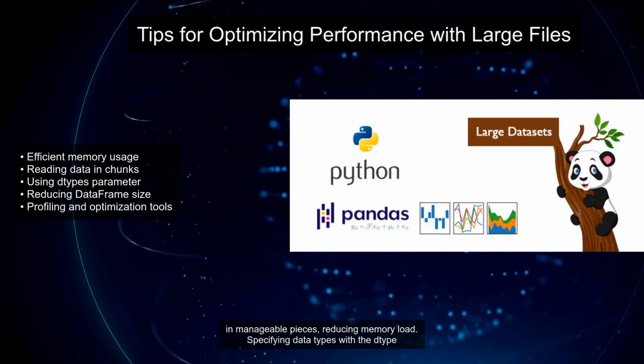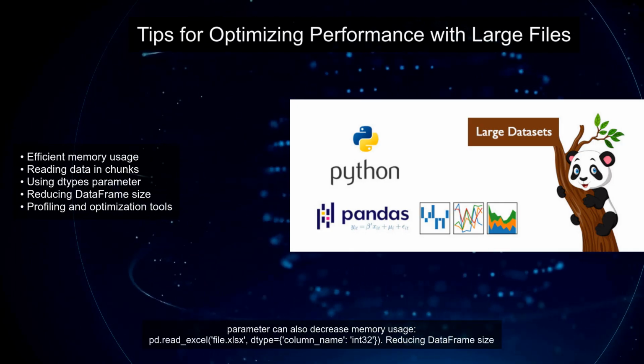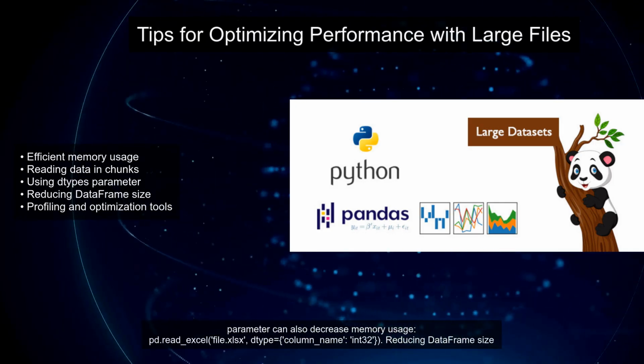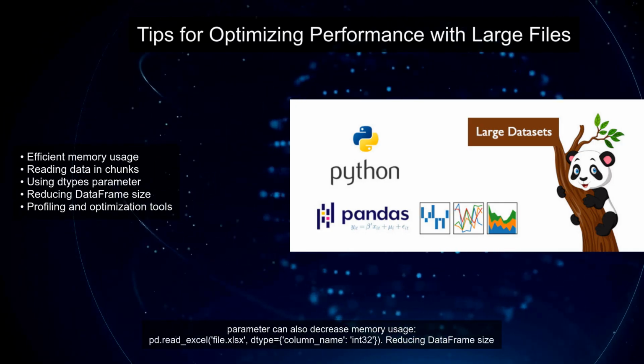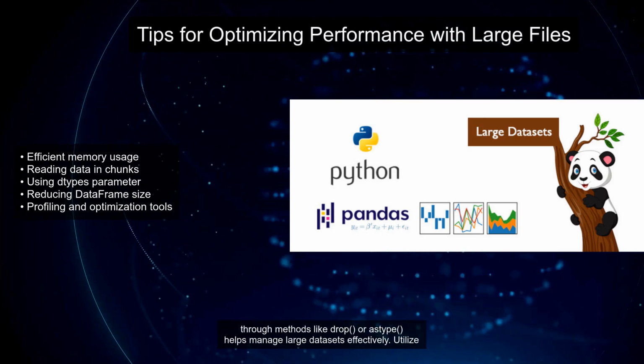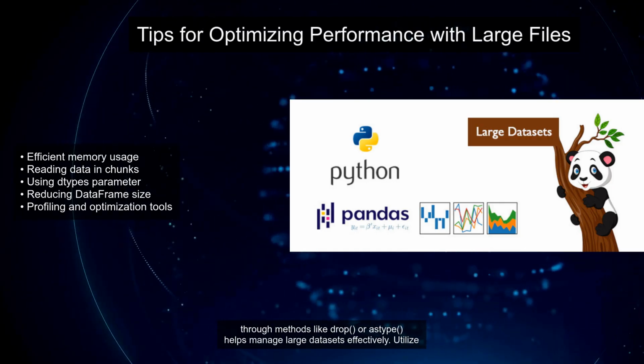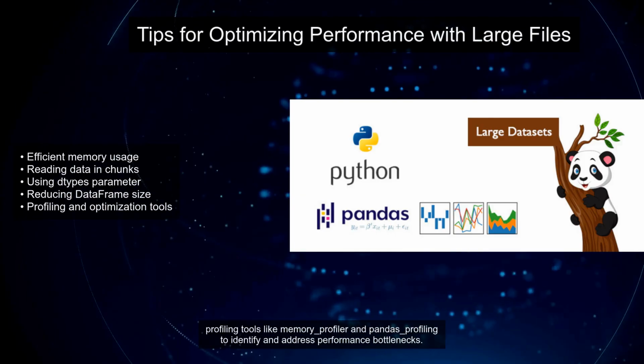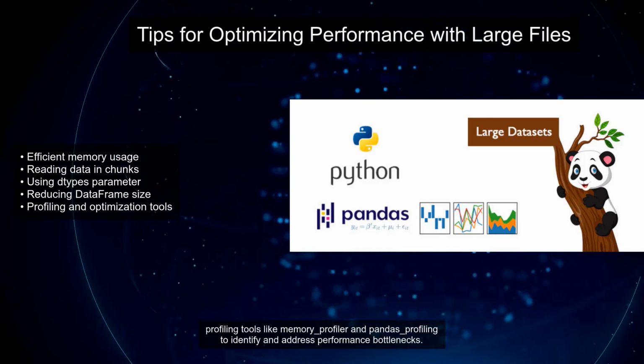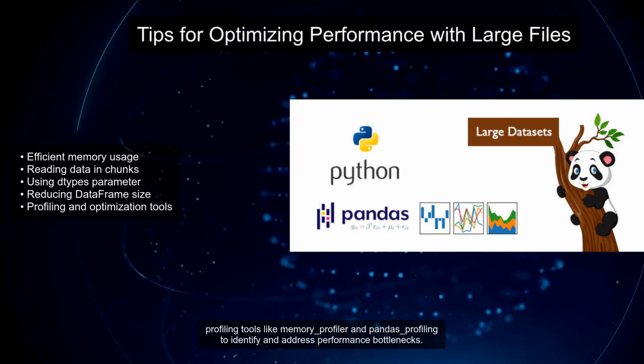Specifying data types with the dtype parameter can also decrease memory usage: pd.read_excel('file.xlsx', dtype={'column_name': 'int32'}). Reducing data frame size through methods like drop or astype helps manage large datasets effectively. Utilize profiling tools like memory_profiler and pandas_profiling to identify and address performance bottlenecks.